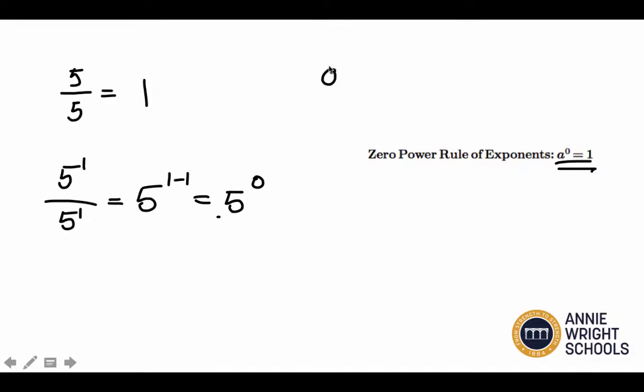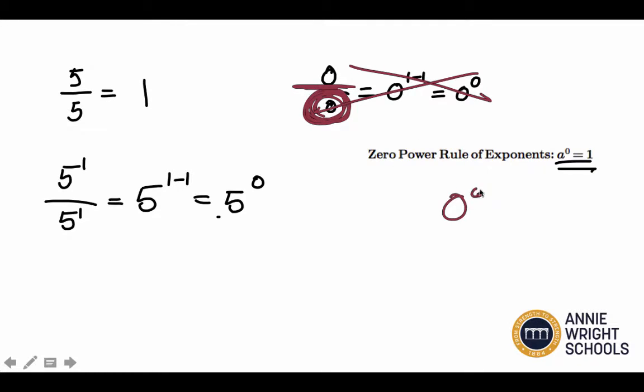That is true except for 0 over 0, because that would be 0 to the 1 minus 1 power, which is 0 to the 0. But many of you know, or you should know, you cannot divide by 0. So 0 to the 0 is undefined. That's an important idea. We are not talking about 0. Here we're saying A does not equal 0.